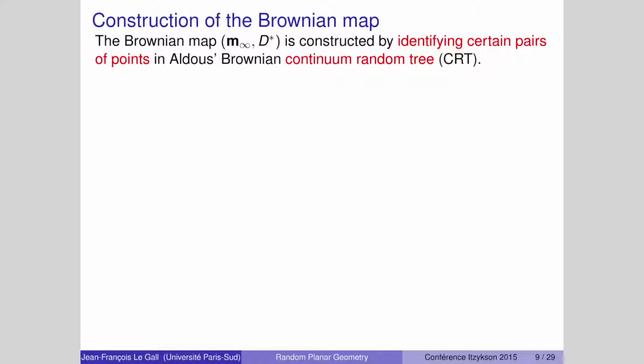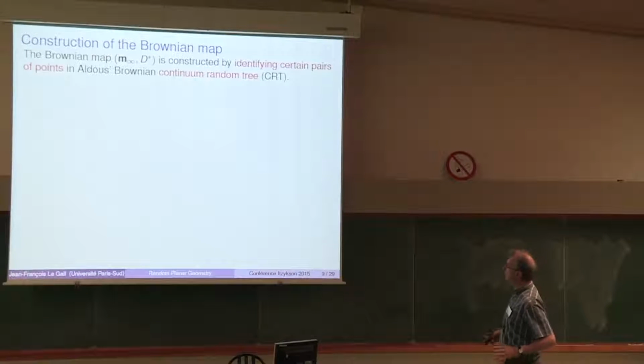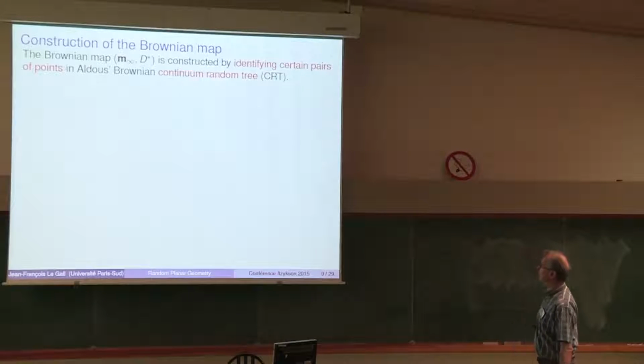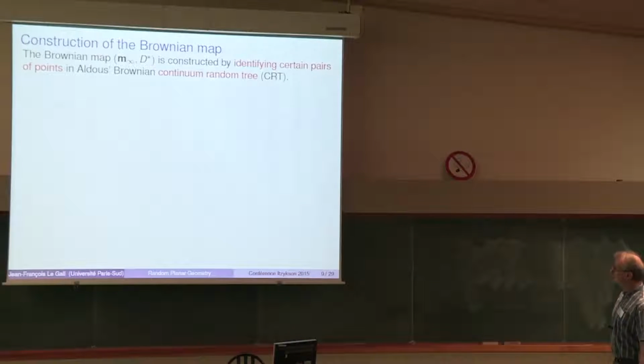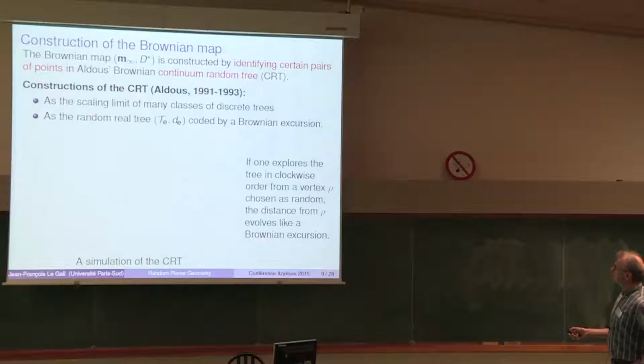Maybe a couple of slides also about how the Brownian map can be constructed. I just say that it arises as a limit of discrete objects, but of course you can also give a direct construction of the Brownian map. Okay, and the construction is made from another important probabilistic object, which is the Brownian continuum random tree, also called the CRT. Okay, so what is a CRT?